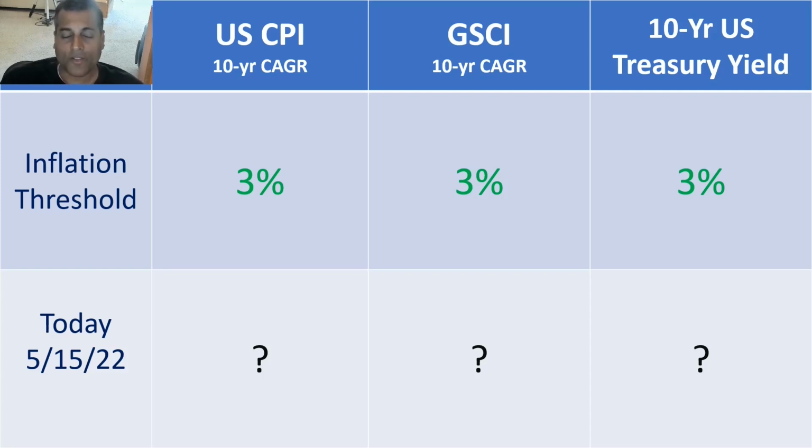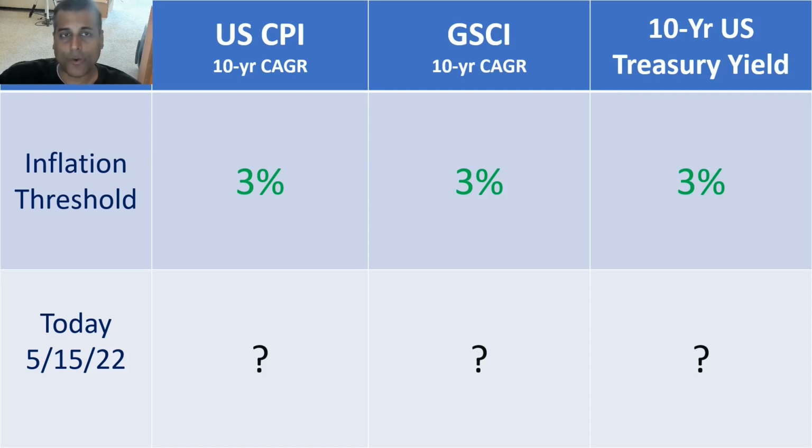Now, longtime viewers of this channel know that I consider inflation to be higher than optimal. Not a problem, but higher than optimal when the following three metrics are all above 3% each. We choose 3% for symmetry. That's the 10-year compounded annual growth rate of the US CPI, the 10-year compounded annual growth rate of the Goldman Sachs Commodity Index, which prices commodities worldwide. It's arguably the most important of the three metrics here. And the 10-year US Treasury yield, which is an indication of quasi-long-term inflation.